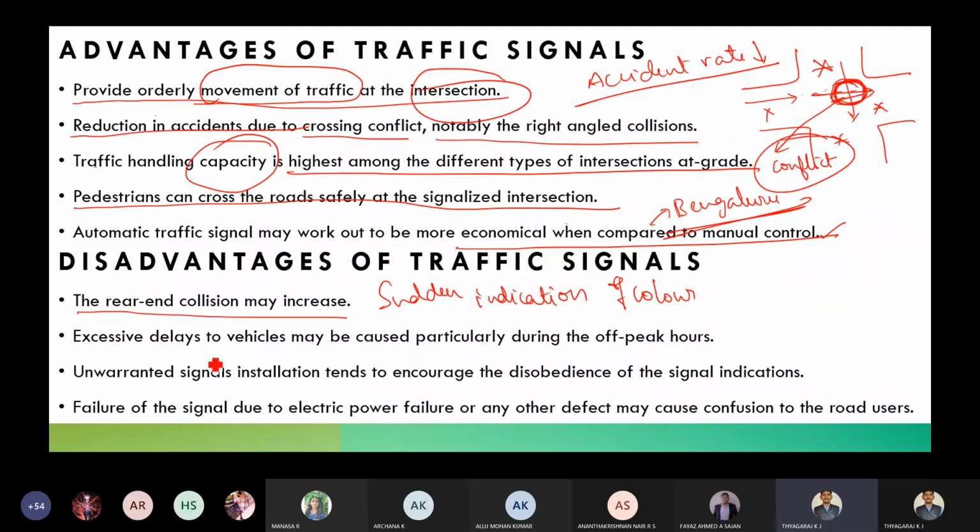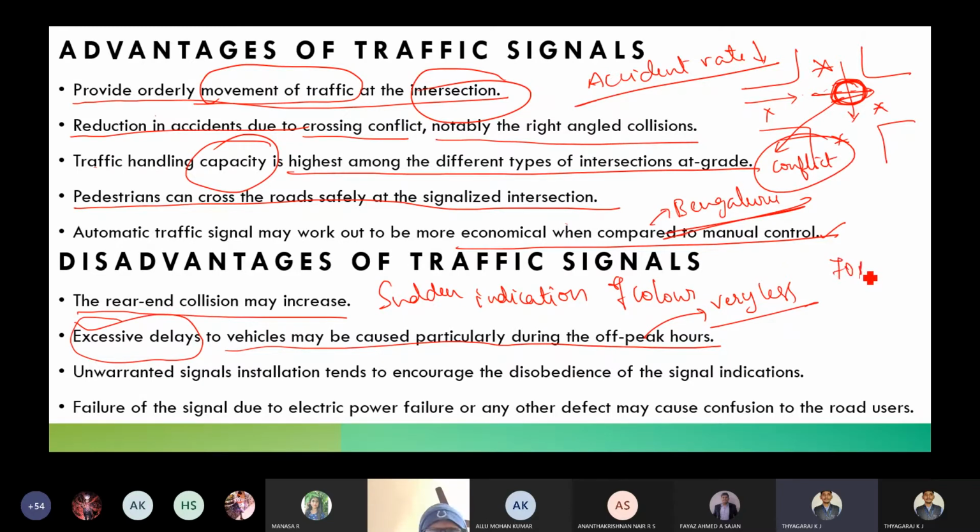Then excessive delays to vehicles may be caused, particularly during the off peak hours. Off peak hours means when the traffic flow is very less, and there you may expect excessive delay. Why? Because you have designed the signal timing for 70 seconds, but the traffic flow is not there for 70 seconds. It will end within 30 seconds, which means there will be a delay of 40 seconds. So there will be excessive delay during off peak hours.